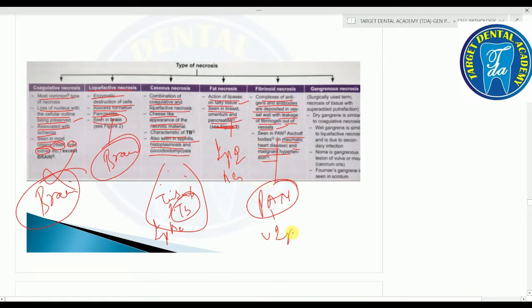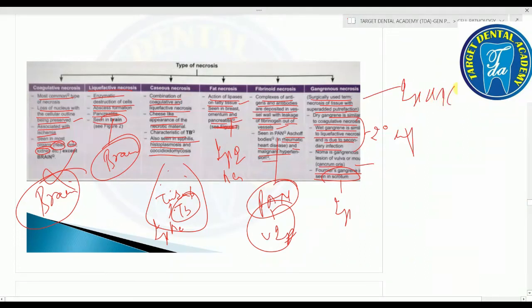Very important. The gangrenous necrosis is a surgically used term for necrosis of the tissue with superadded putrefaction. The dry gangrene is similar to the coagulative necrosis. The wet gangrene is similar to the liquefactive necrosis, and it is due to the secondary infection. So noma is the gangrenous lesion of the vulva or the mouth, or cancrum oris. The Fournier's gangrene is seen in the scrotum. Important. This table is very important from your MCQ point of view.